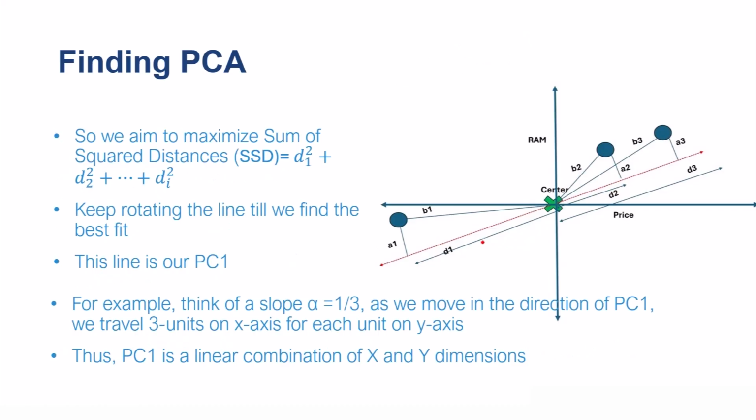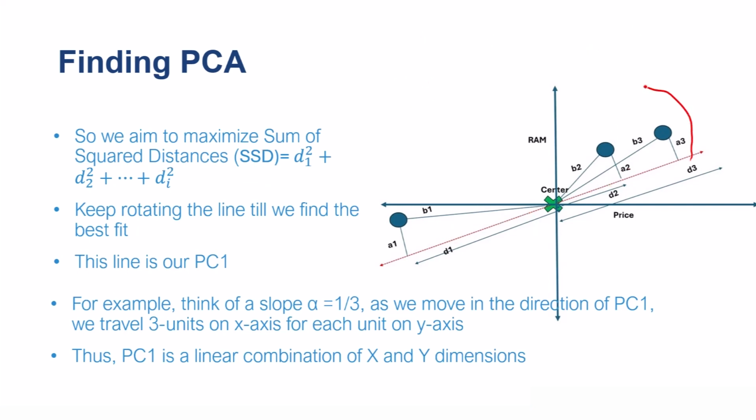So once we have chosen this, the right approach would be to maximize the sum of square of all these distances. So if there are I such points, then d1 square plus d2 square and so on up till di square. Why not summation of d1, d2? Because then negative distances on this side and positive distances on this side may cancel each other out, which will not give us the right picture. So maximizing the summation of square, or what we call the sum of square distances, is the better objective.